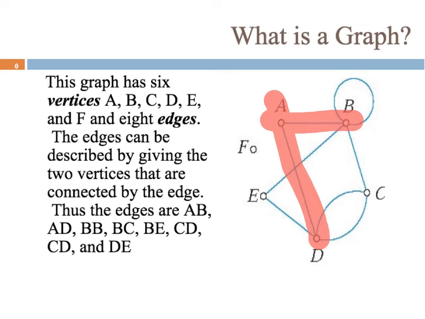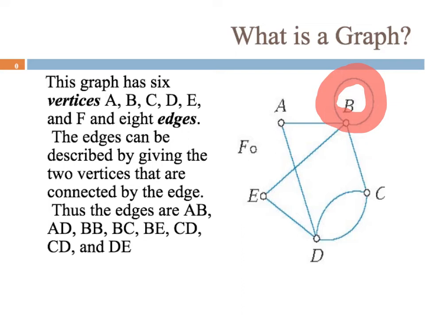Let me erase what we have already, because BB is a little different. B starts at B and then ends at B. So that would be BB. And we have the others, like CD and CD again. You can call that DC or CD. It really doesn't matter.